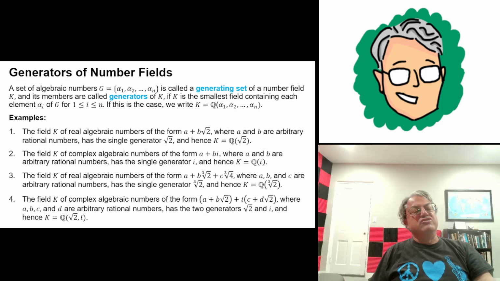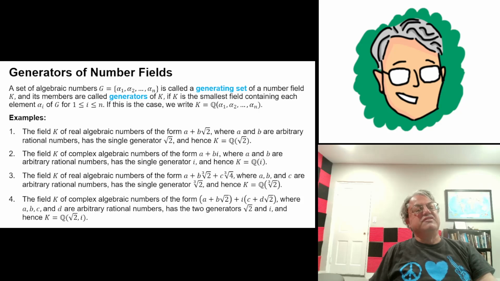And then I mentioned generators already. So it turns out that every number field, which I'm calling K here, has what's called a generating set. It's just a set of algebraic numbers, which I'm writing as alpha 1, alpha 2, up to alpha n. So it has n generators. And what that means is that it's the smallest possible extension of Q, or the smallest number field, if you like, that contains each of these elements. So each of these elements is a generator of the number field.